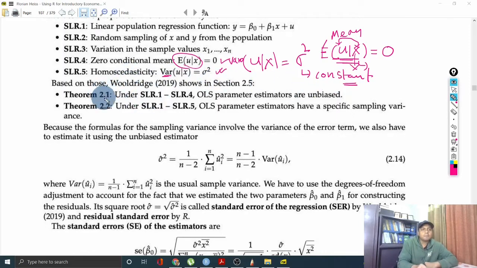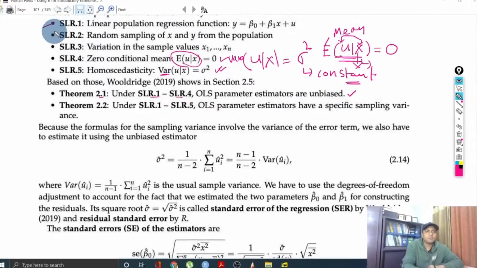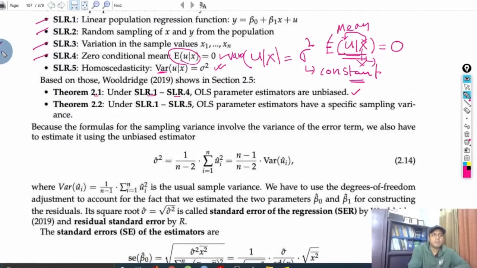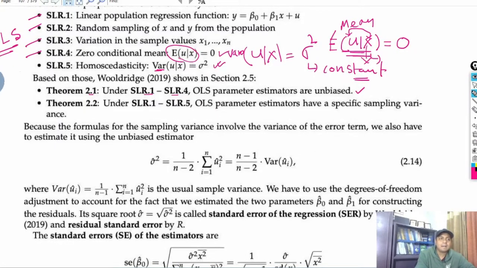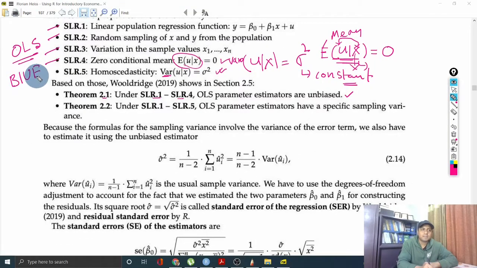Now, Theorem 2.1 says that under assumptions 1 to 4, the OLS parameter estimators are unbiased. Remember, ordinary least squares is called the best linear unbiased estimation, BLUE results. So best linear, so linear is, of course, linearity, and unbiased estimation. The first 4 assumptions are about these unbiased properties.